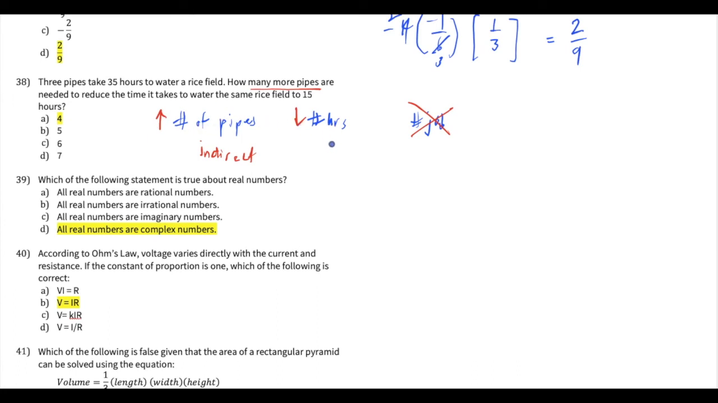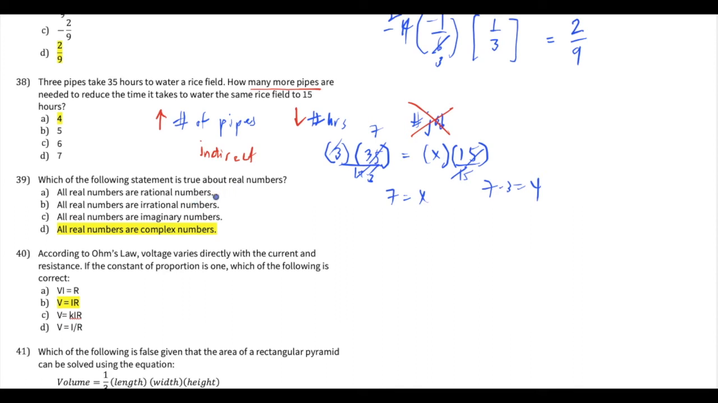So, here, sa first one, we have 3 pipes, 35 hours. That's equal to number of pipes, hindi natin alam, so, x times number of hours, 15 hours. Okay? To get x, divide both sides by 15. Cancel, cancel. We have 3, 7, cancel, cancel. X is equal to 7. Pero ang tinatanong is how many more pipes? So, ilan yung idadagdag mo? If you need 7, meron ka ng 3. So, 7 minus 3, that's equal to 4. Answer is letter A. Number 39, which of the following statements is true about real numbers?